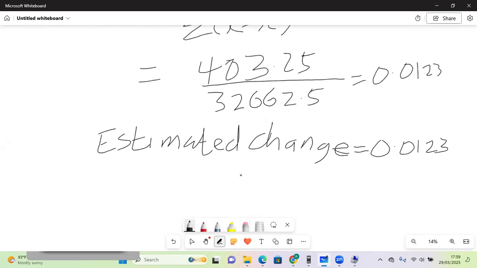So you can say that for every 1 unit intake of folic acid, hemoglobin levels are expected to increase by 0.0123 units on average, holding all other factors constant. So you can write that in English in addition, right?